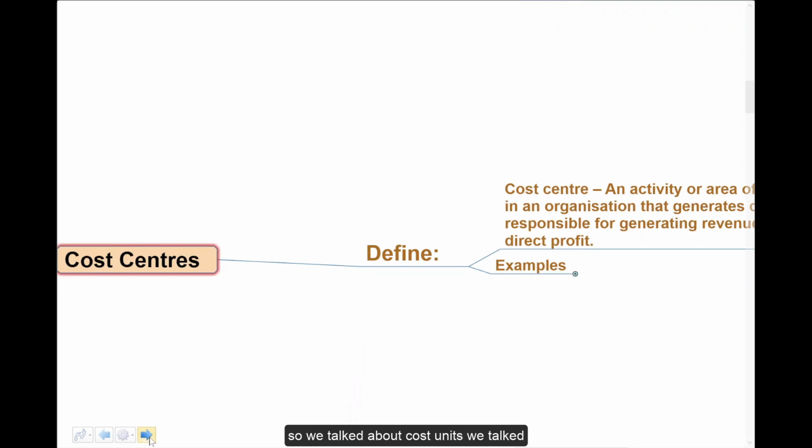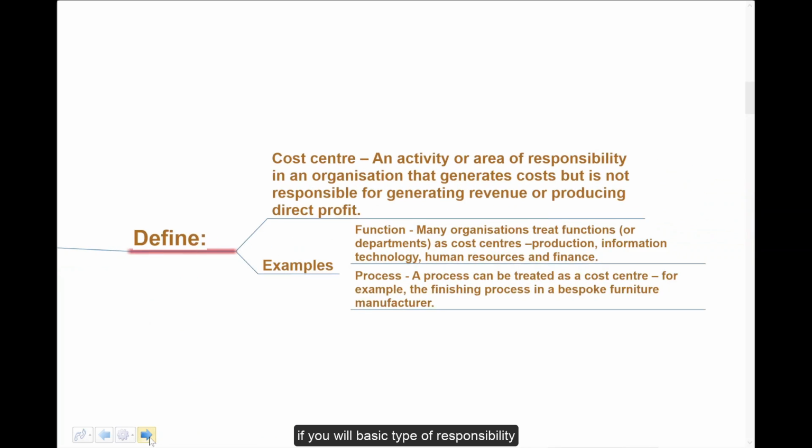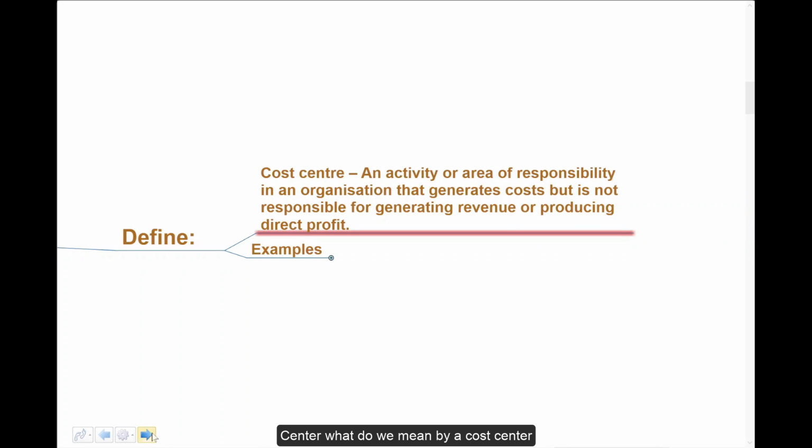So we talked about cost units, we talked about cost objects, and now we've moved on to cost centers. Now this is the first, if you will, basic type of responsibility center. What do we mean by a cost center? Well, really, an area of responsibility or an activity where the organization generates costs and indeed the manager overseeing that particular area or activity is not responsible for generating revenue or producing direct profit, just responsible for the costs.